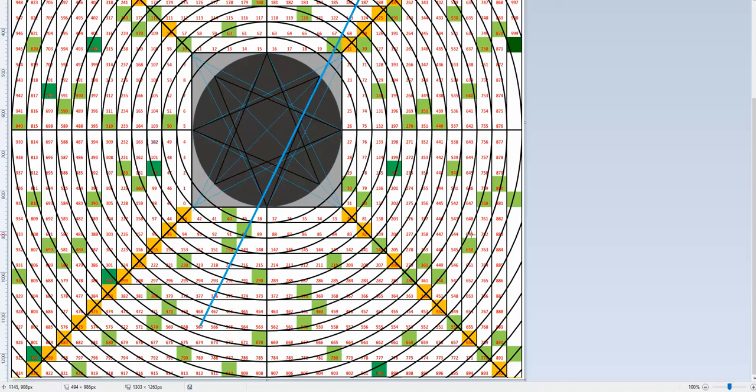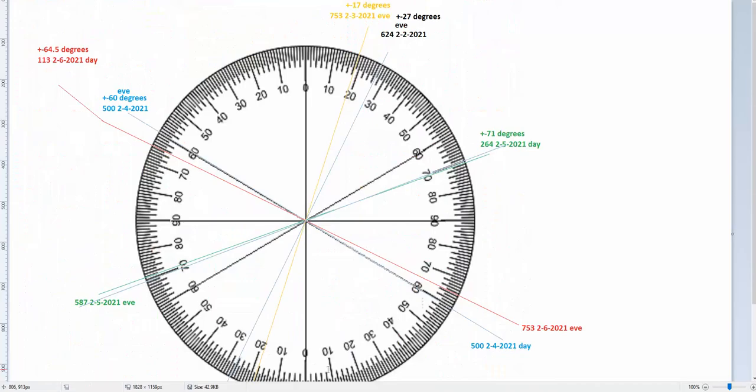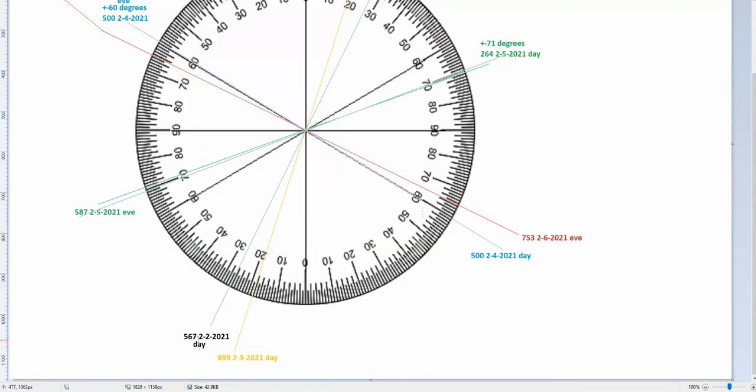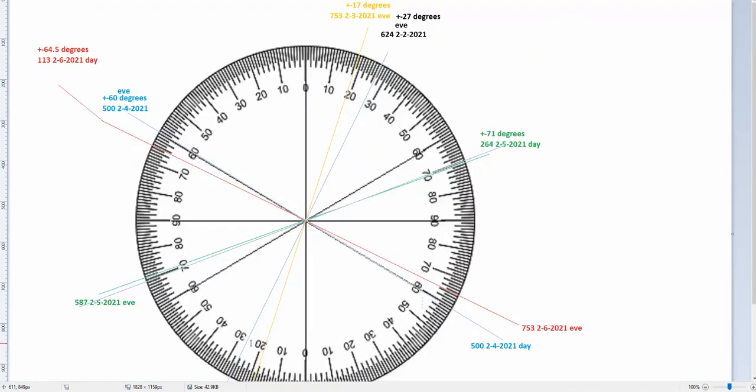Okay, but the up and down, and knowing that this is a circle, it works in circles, work in degrees, I thought about getting the degree wheel, which I have here, and I just copied that line and I pasted it. Okay, so we have 567, which was the day here, 624, which was the evening draw for the second. Okay, that came out to real close to 27 degrees.